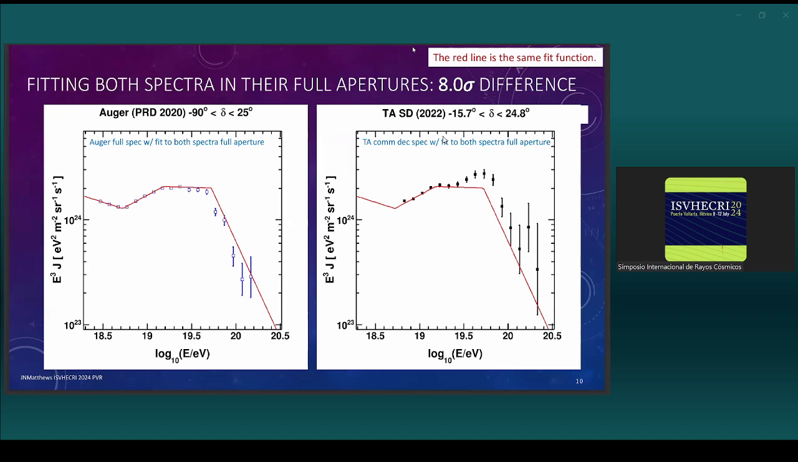If you compare the TA data in the common declination band, there's obviously significant excess over here. The common declination band is this band from -15 to plus 24, almost 25 degrees declination. And that's where you would hope that Telescope Array and Auger would agree in the spectrum.